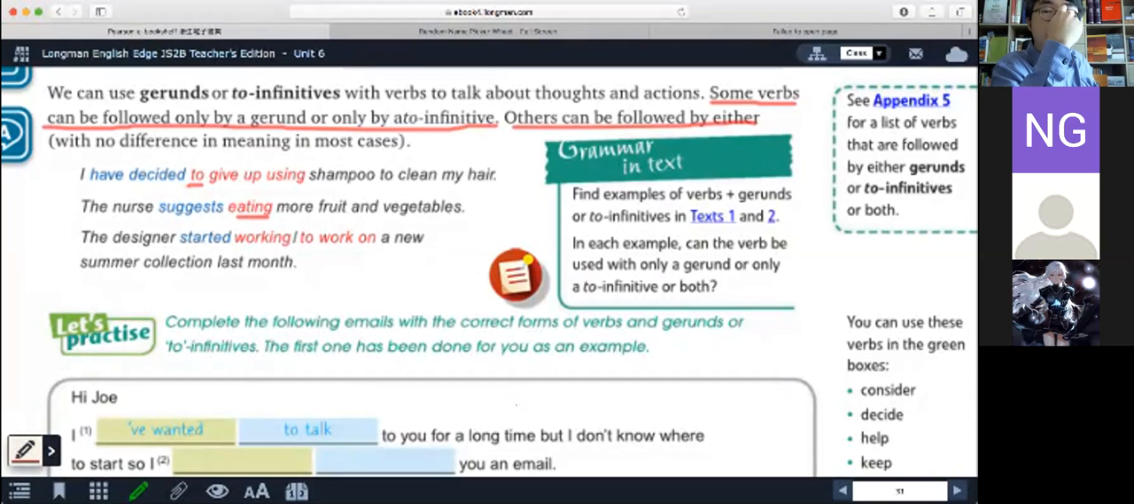So this is an issue about transitivity of the verb. Transitivity. Suggest. You don't know the question. Okay. Suggest is a transitive verb. And decide here, decide is not a transitive verb.